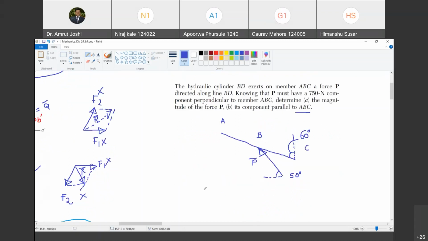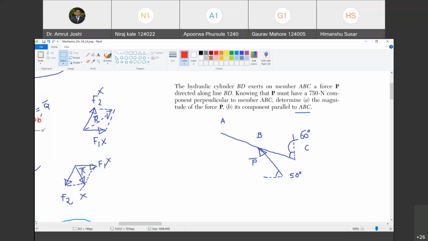And what is the magnitude of P bar? What is the given data? The magnitude of P bar is 750 Newton. Happy? No. Knowing that P must have 750 Newton component along the direction perpendicular to ABC, the magnitude of P bar is not given. And now we have been indirectly asked to resolve this P along two directions, one along ABC and another perpendicular to ABC. Happy?